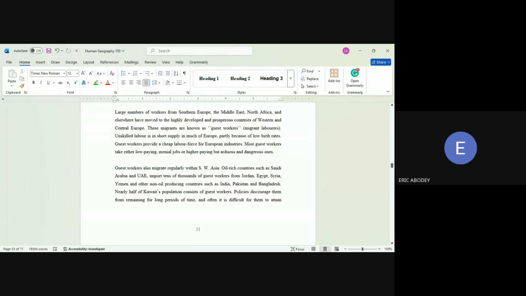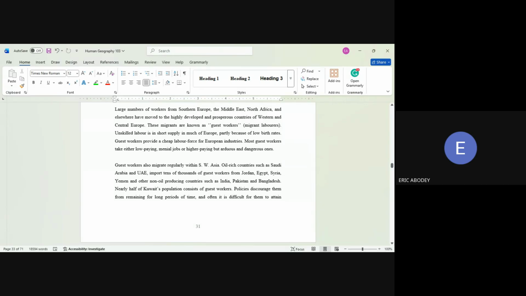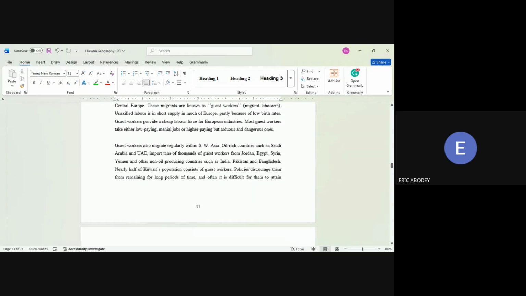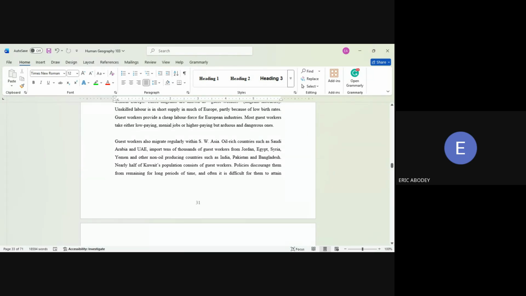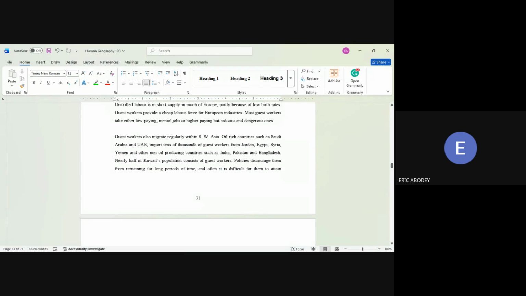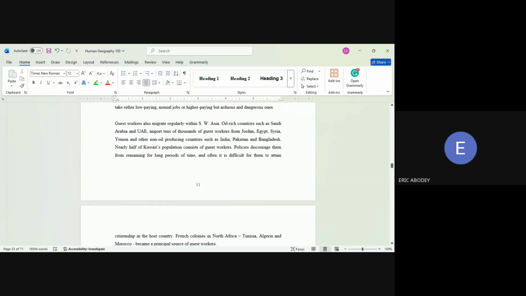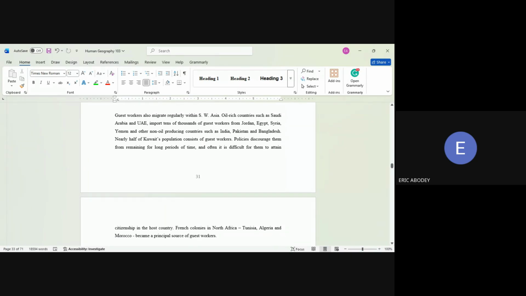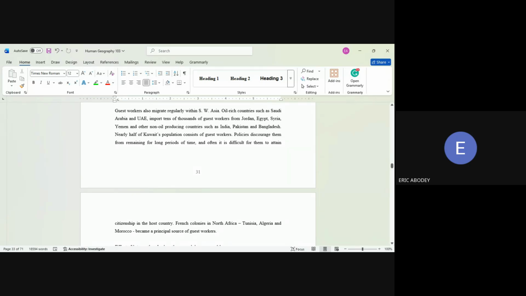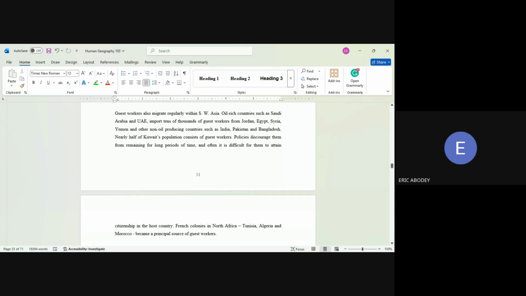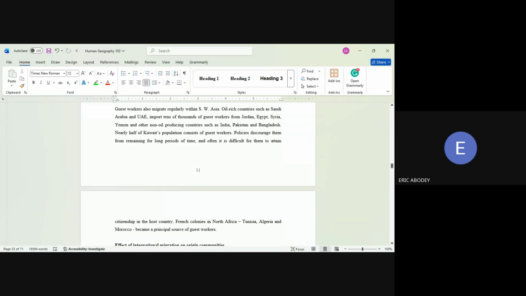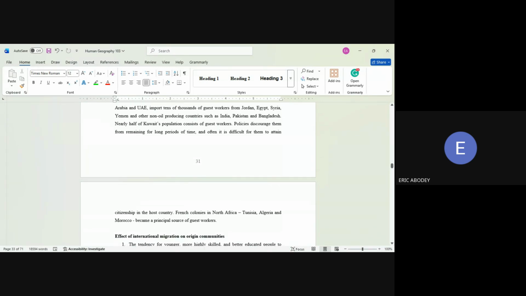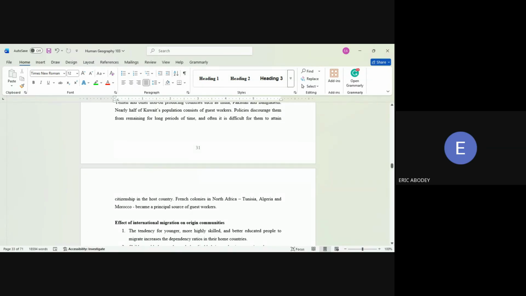So guest workers also migrate regularly between Southwest Asia, oil-rich countries such as Saudi Arabia and the United Arab Emirates. The importation of thousands of guest workers from Jordan, Syria, Yemen, and other non-oil producing countries such as India, Pakistan, Bangladesh. Nearly half of Kuwait's population consists of guest workers. Wow. Policies discourage them from remaining for a longer period of time, and often it is difficult for them to attain citizenship in host countries.